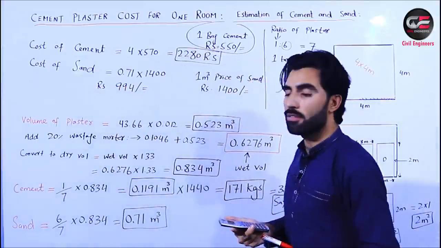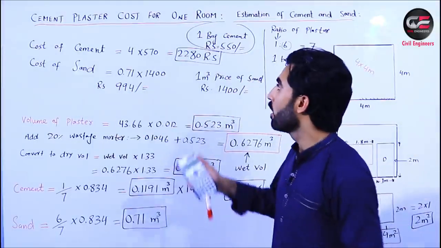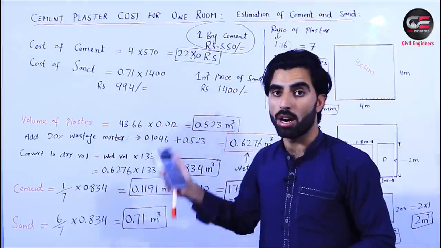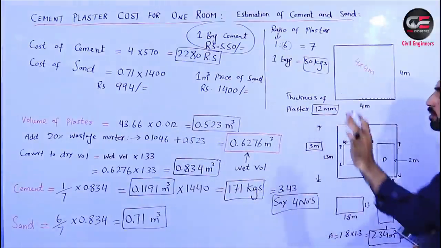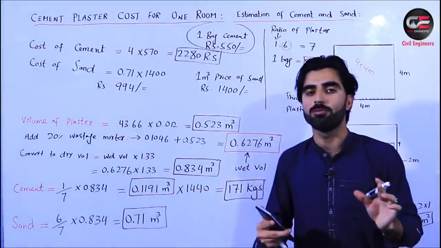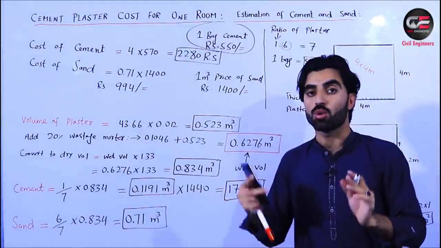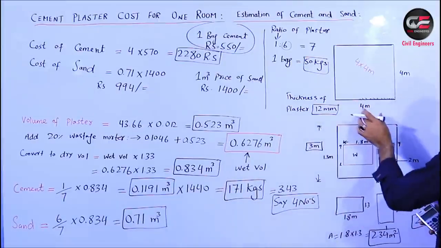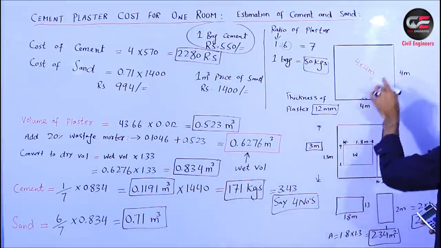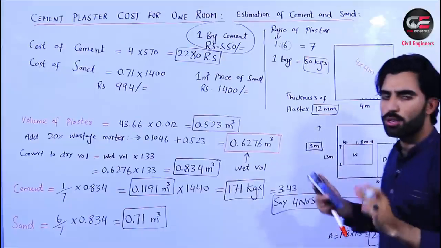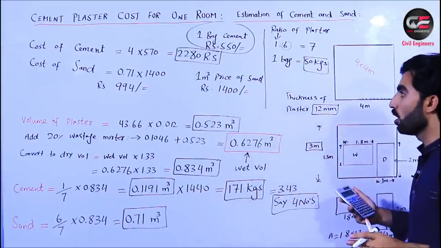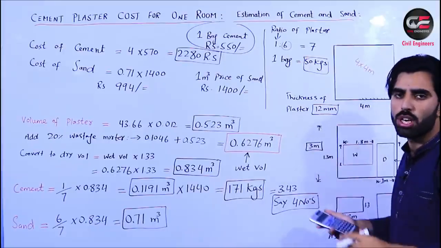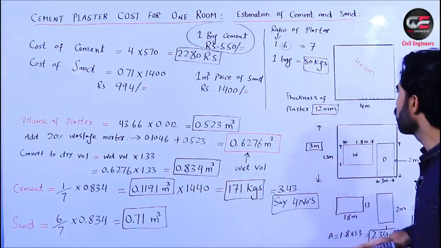So the cost of sand and cement for this room. But guys, remember, I didn't include slab plaster or roof plaster, we didn't mention. So if you want to include it, you will take the area of one side, multiply the other side, because I don't want to waste your time. This is just the formula. Now you can find easily for your calculation for your house or for your room or anything.